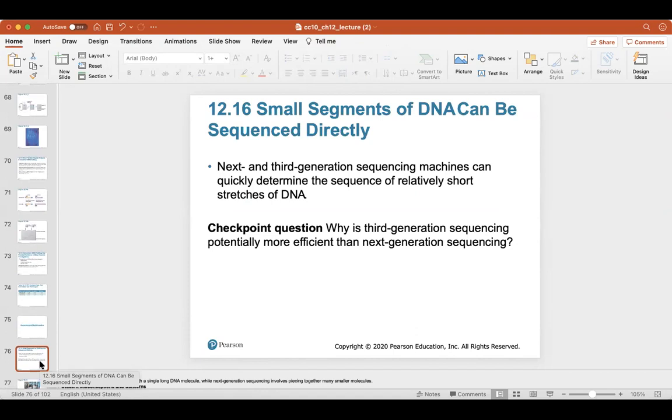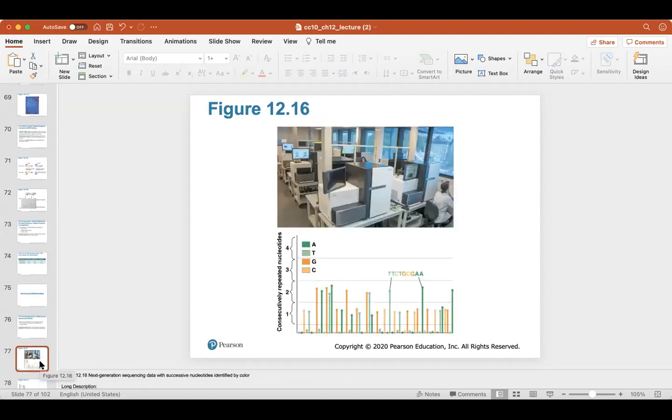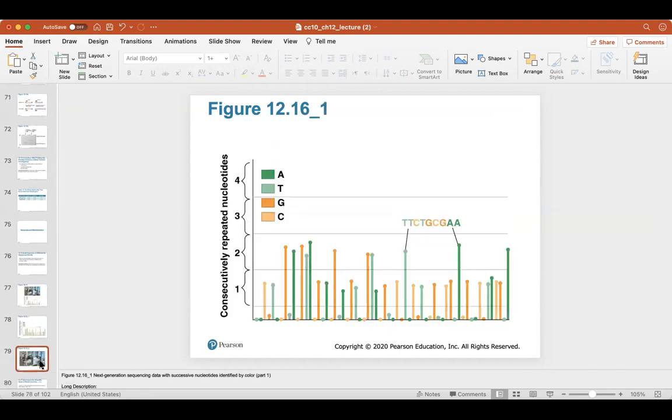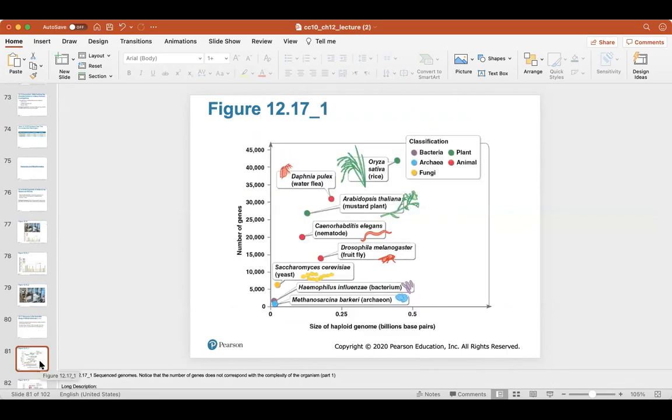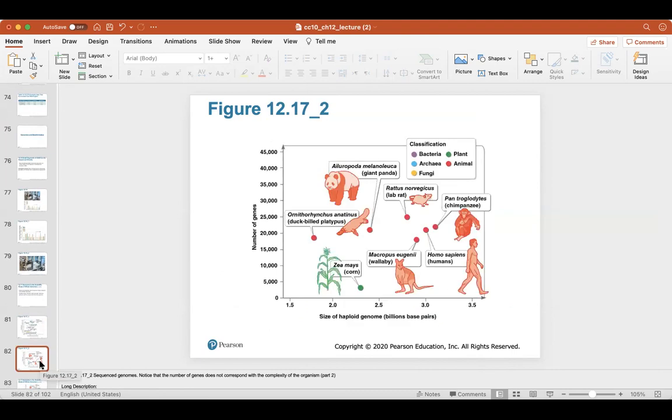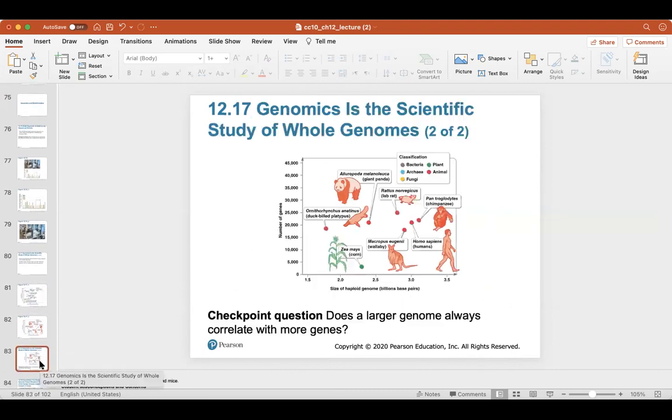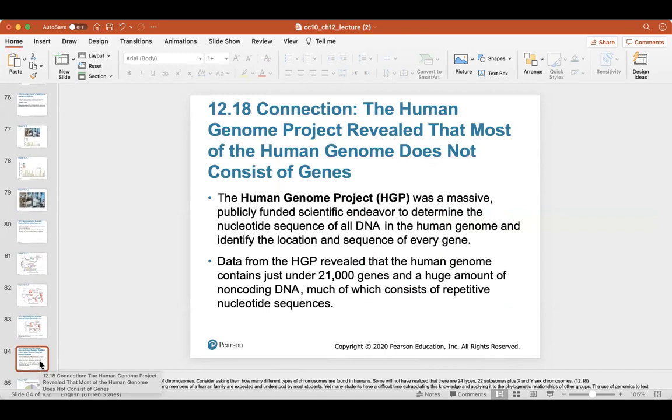Genomics and bioinformatics, I'll let you guys read through this a little bit on your own. This is next and third generation sequencing machines that can quickly determine the sequence of relatively short sequences of DNA, as shown here. With these large machines, genomics researchers have sequenced many prokaryotic and eukaryotic genomes. Besides being of interest in their own right, non-human genomes can be compared with the human genome to show how genomes are similar across different species, as shown here. I'll let you guys read through this a little bit on your own.